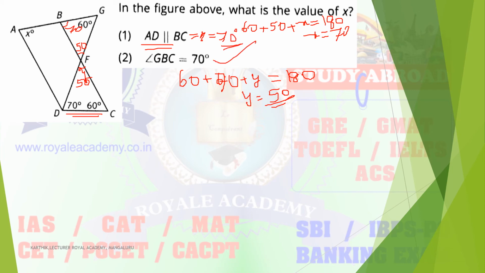Then go for the second statement. What is that? The second statement: angle B is equal to 70. So the B angle we know. From the second statement they directly told the B angle, but they did not tell any relationship between A as well as B. In the first statement they told that AD is parallel to BC, but in the second statement they just told that the angle of B is 70.